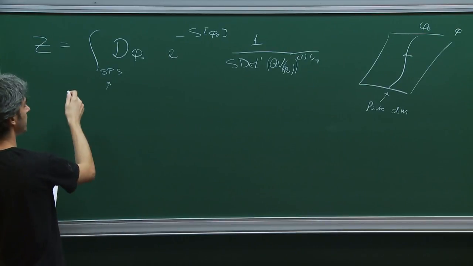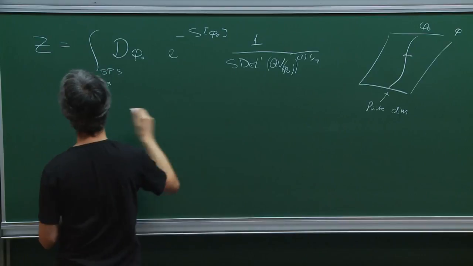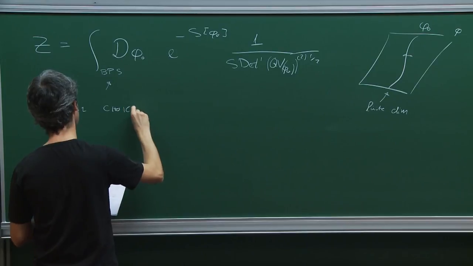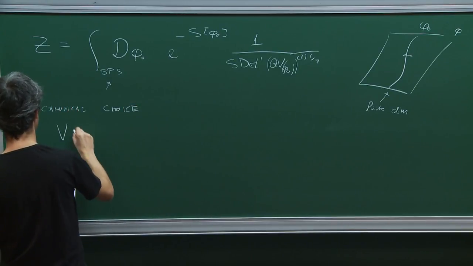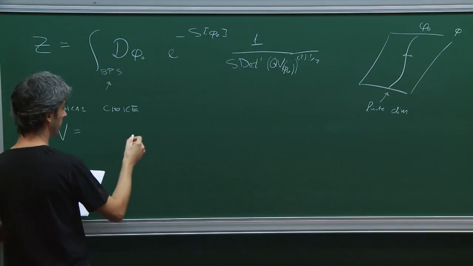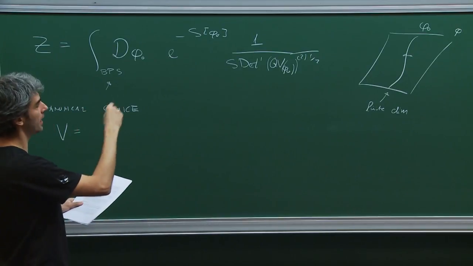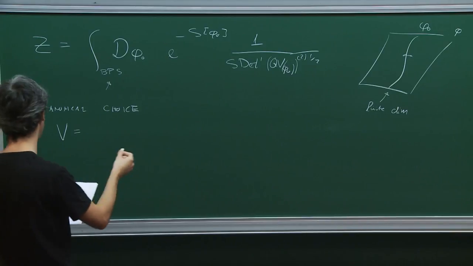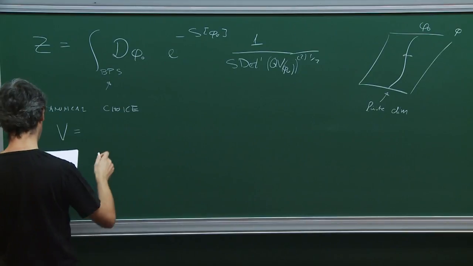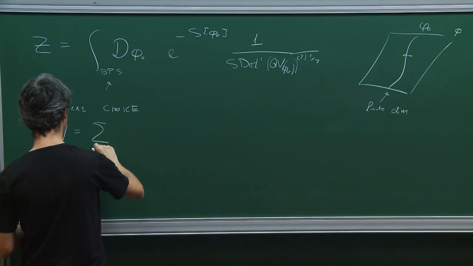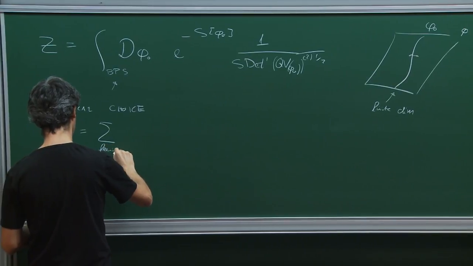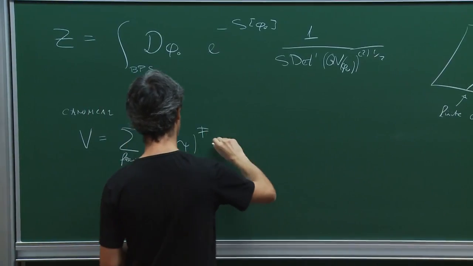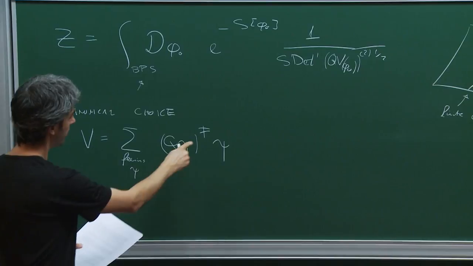And the reason is the following, that one can try to make a canonical choice for this V. And this canonical choice, if you wish, is similar to what we did in the finite dimensional case, where we started with the form beta, but then we said, let's choose beta to be actually the one form which is dual to the vector field. So here also, one can try to make a canonical choice. So this is a sum of all the fermions in the theory. And then we take Q psi, double dagger psi.